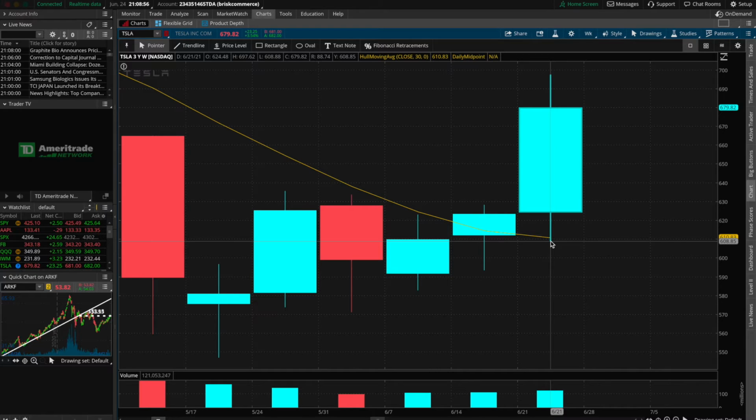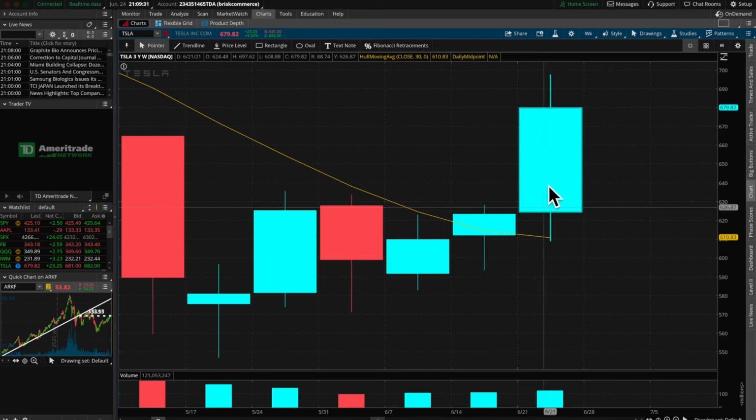$608.88 was the low for the weekly time frame between June 21st and June 28th. So the lowest it went within that time frame was $608.88. The highest it went within that time frame was $697.62. So that's essentially the entire composition of a bullish candlestick.